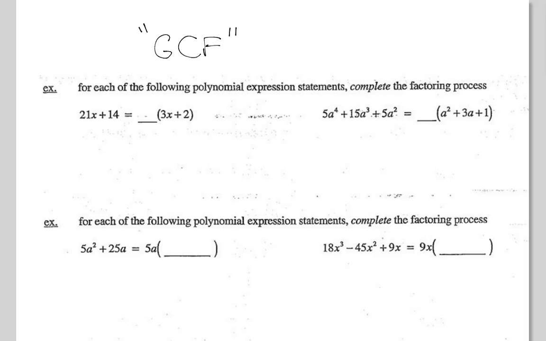You can't take an x out, right? Because it's not in common. You can only factor out what's in common, and in this case, it's only a factor of 7. So 7 goes here. It's 7 multiplied by the bracket 3x plus 2.